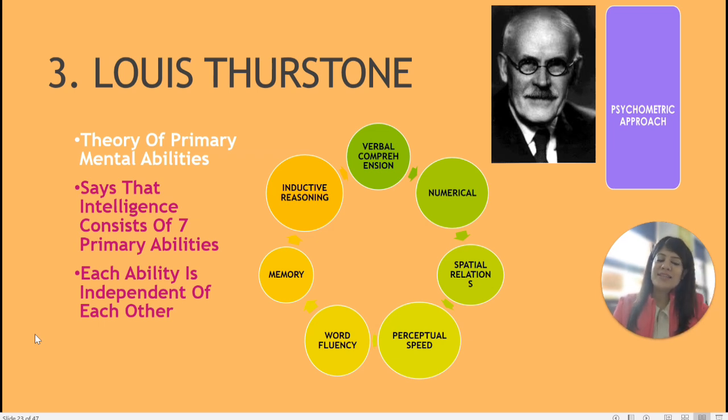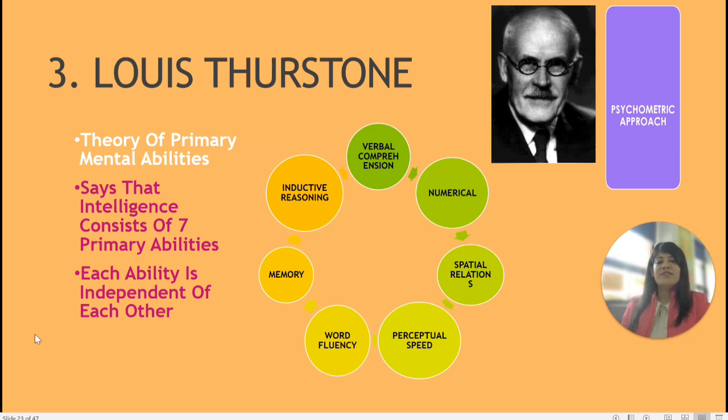This next theory is given by Louis Thurstone. Again, I've placed a picture of Louis Thurstone. He's a very interesting psychometric intelligence theorist who spoke about intelligence not just being about a general factor or a specific factor or a uni-factor, unlike the first two theorists. However, intelligence is all about those 7 primary mental abilities. Isn't that so fascinating to know? If you own those 7 primary mental abilities, you were considered to be intelligent back in the day.